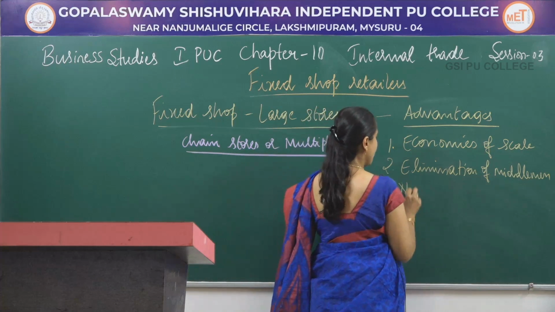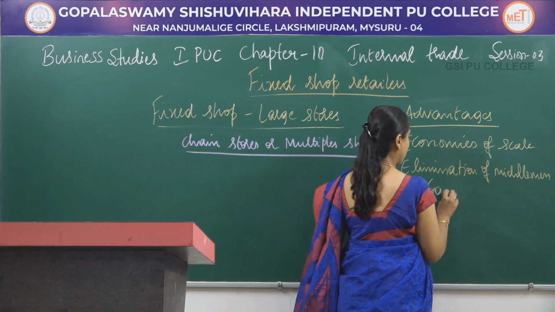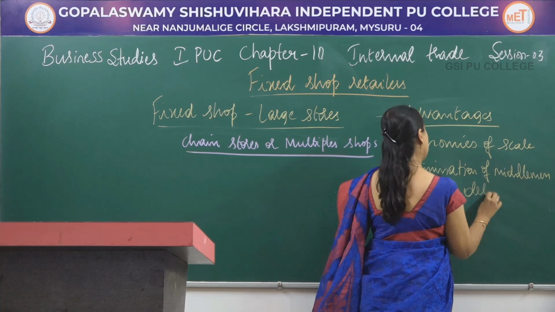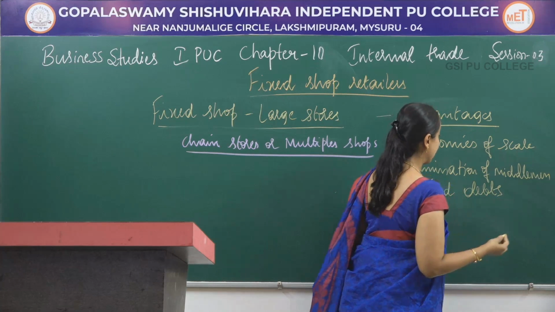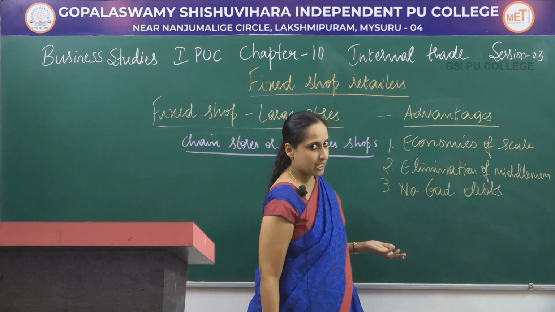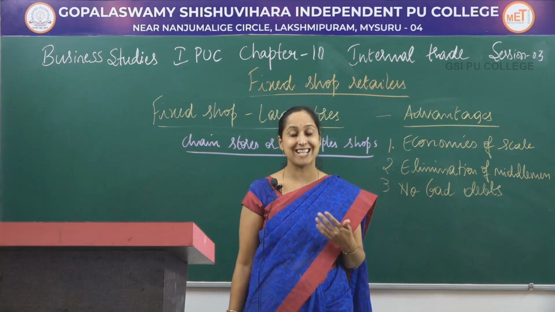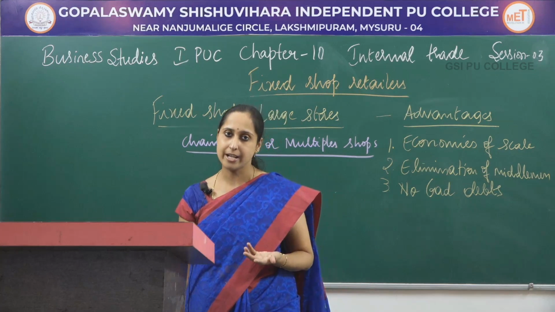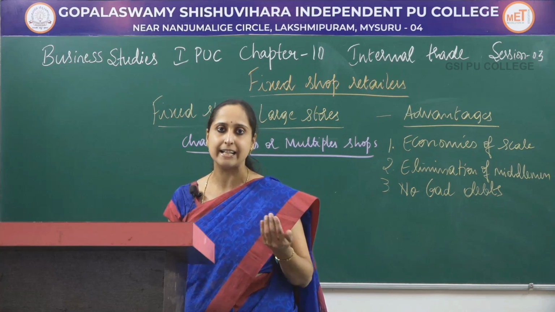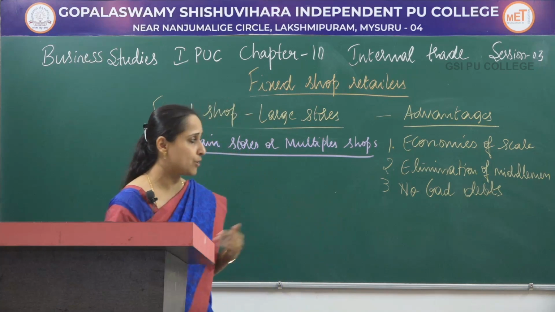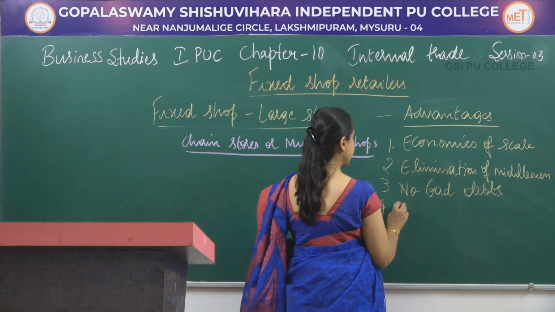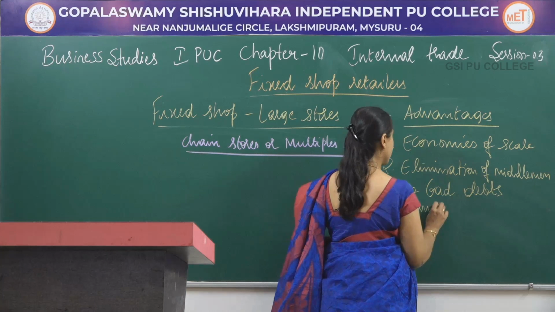Next is no bad debts. You know what bad debts are? The debt which you can never recover, we call it bad debts. So here there is no question of bad debts, because the products they sell, they usually sell on a cash basis. They sell goods and they receive cash. So here there is no question of bad debts. Fourth one is transfer of goods.